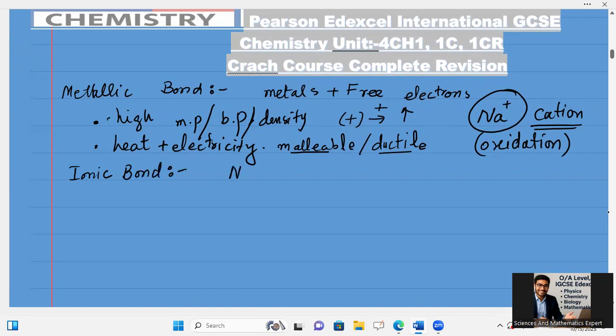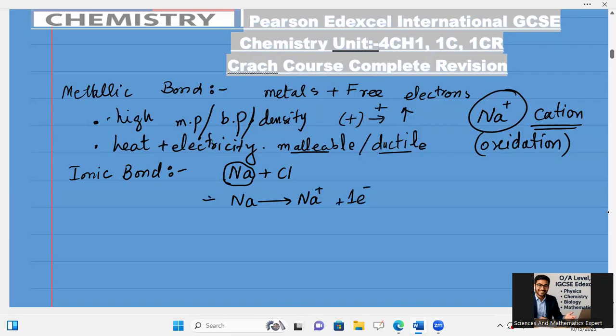For example, take a metal atom, sodium, and on the other end chlorine. Sodium is going to lose its one electron because it belongs to the first group and has only one electron in its outermost shell. So sodium is going to lose one electron and become Na+.